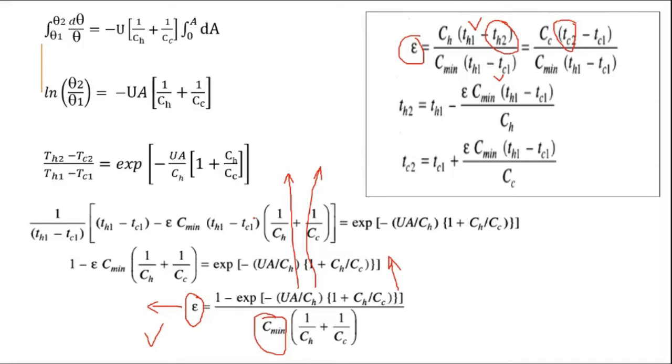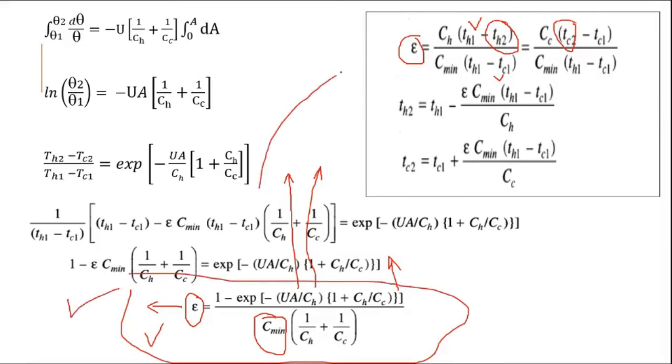This method will be more common because in most cases we don't know the exit temperatures for both fluids. So in order to determine the exit temperatures, we have to calculate the effectiveness of the heat exchanger which we have designed. Find out the effectiveness, put it back in the general formula for effectiveness, the basic formula of effectiveness. From here we can get the value of TH2 and we can find the value of TC2 as well.